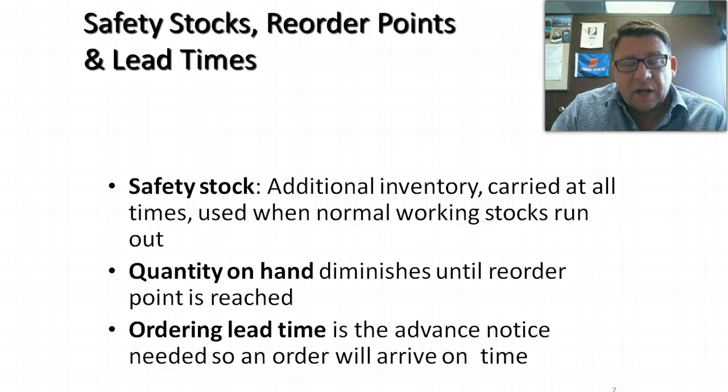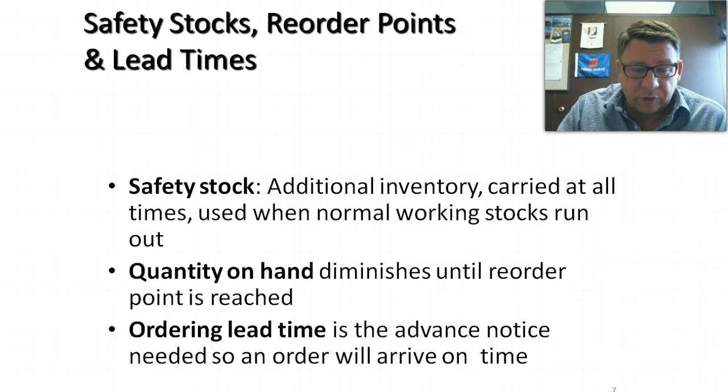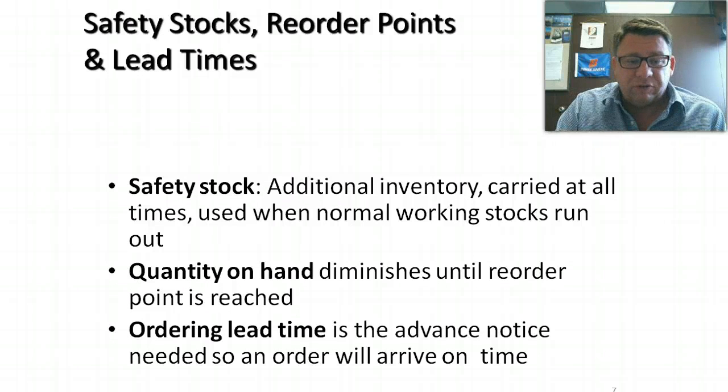Some terms: safety stock. This is the additional inventory that we want to carry at all times in case our normal working stock runs out. Quantity on hand diminishes until the reorder point is reached, so we're reducing the quantity on hand until it triggers a reorder. Then ordering lead time is the amount of time it takes from the time the order is issued to the time the products arrive. Again, all of those things are a component of operations management. What is the optimal time to reorder? How do we minimize the lead time?